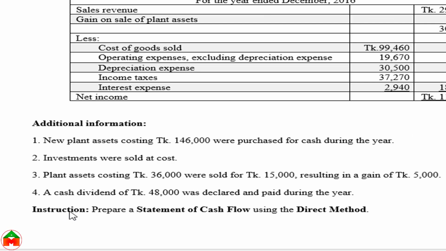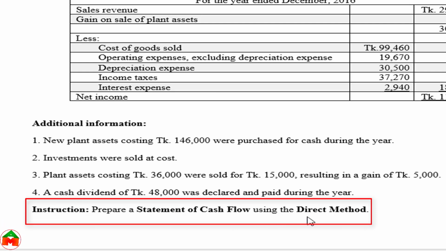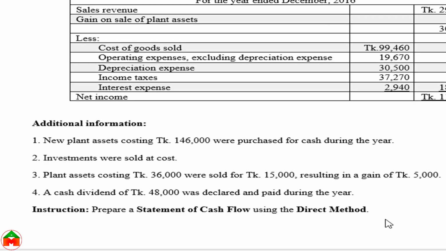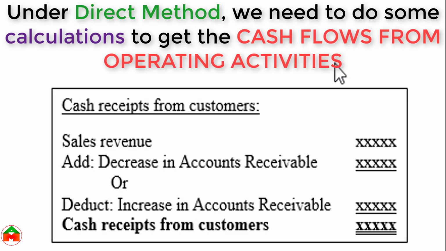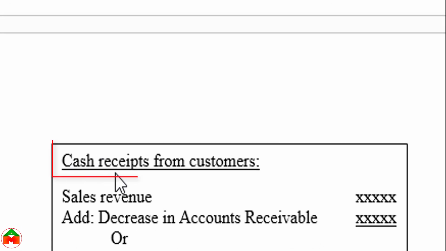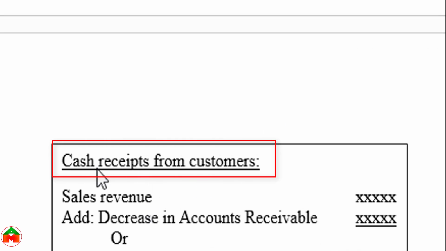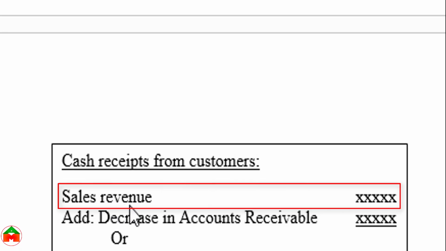And at the last stage of our question we can see the instruction: prepare a statement of cash flows using the direct method. In this tutorial we are going to learn how to prepare a cash flow statement under the direct method. To prepare a cash flow statement under the direct method, whenever we are calculating the cash flows from operating activities, we need to do some calculations. The first calculation is cash receipts from customers. To calculate the cash receipts from customers, we will write sales revenue. This item can be found in the income statement.